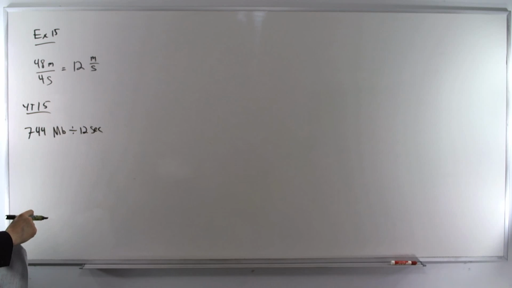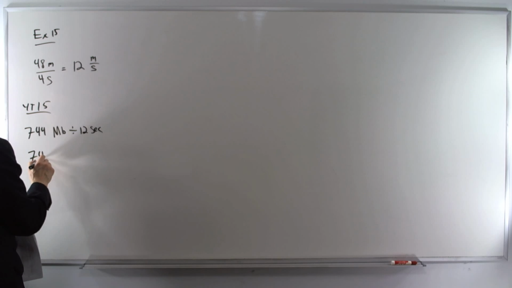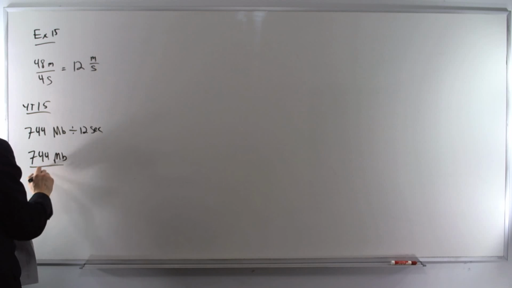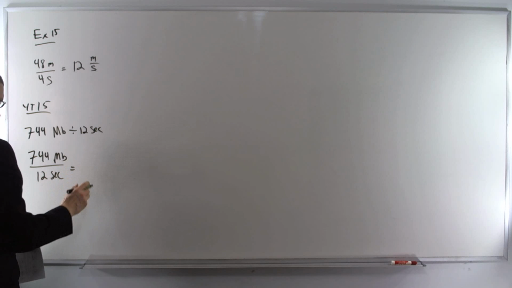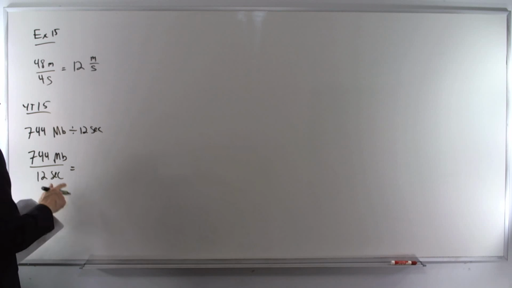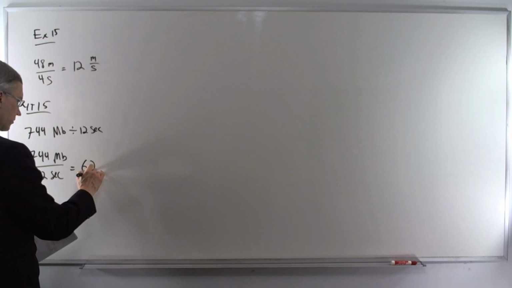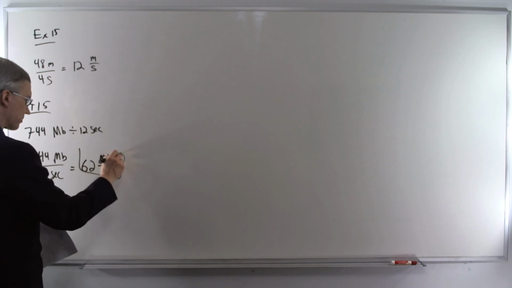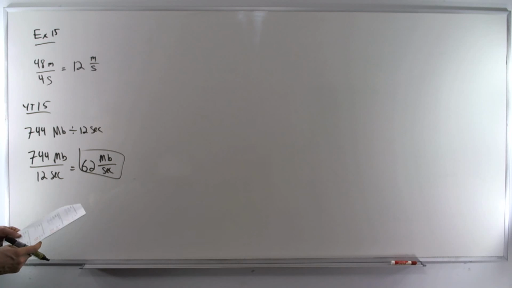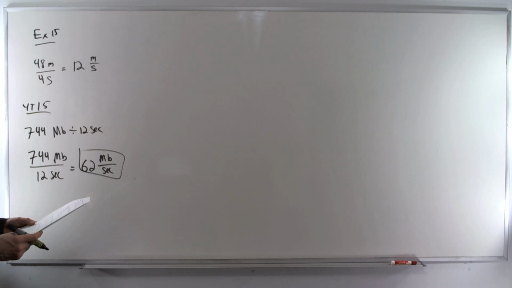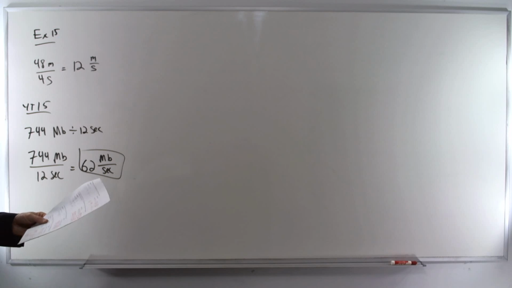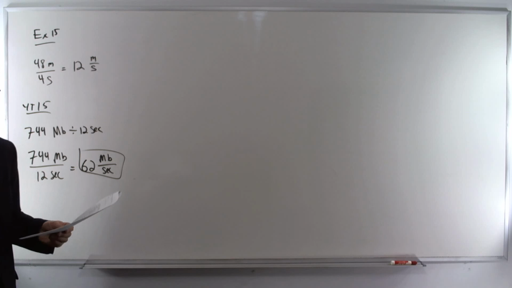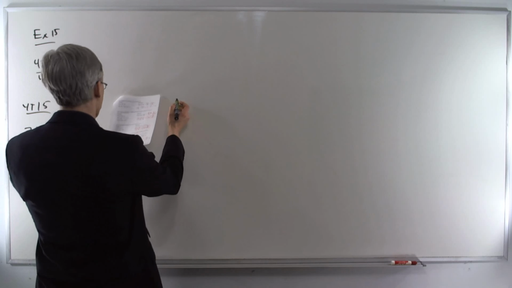So we got 744 megabytes divided by 12 seconds. Divide those numbers out, you get 62 megabytes per second. Now next we're going to divide by a rate. So we're going to have to write that rate as a fraction to see what's going on with the units.